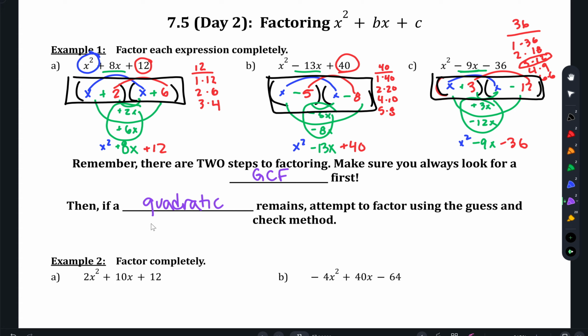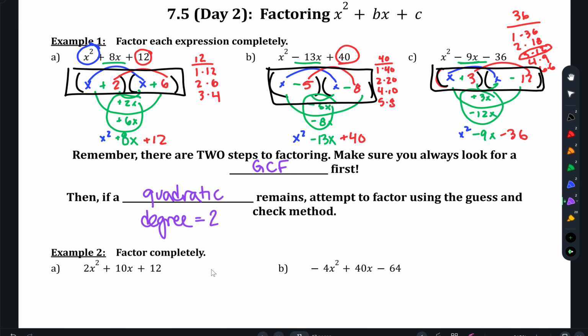The exponent is 2, or the degree is 2. So if a quadratic remains, then you can factor using guess and check like we did with these examples above here. So a couple steps we're looking for. Let's take a look at our first example.